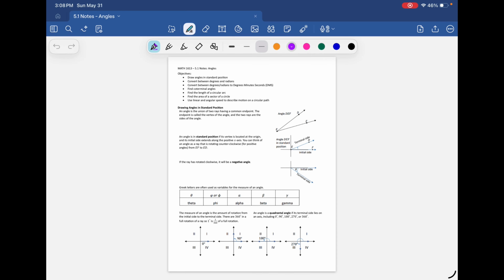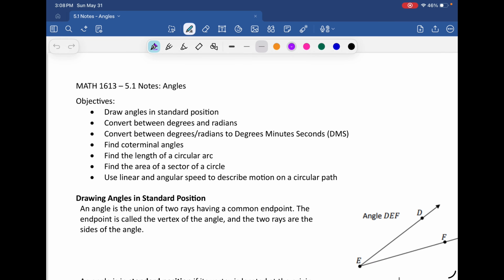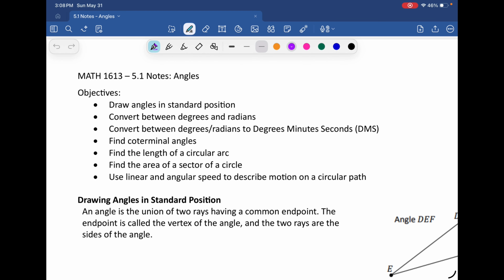All right, section 5.1, for Math 1613, is all about just angles. We have our objectives here, I'll let you read those. The big thing that we're going to be covering, that I think is the most important, is these conversions, these coterminals, and drawing your angles.